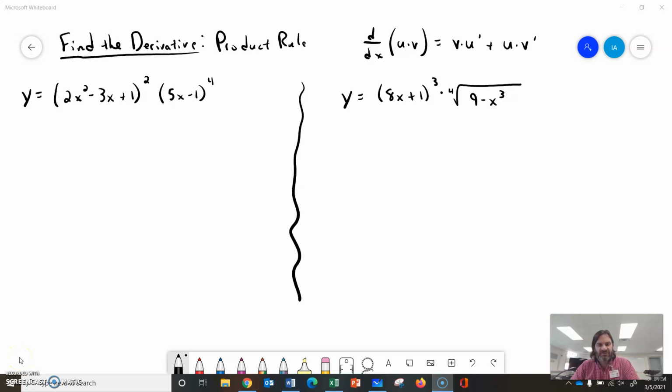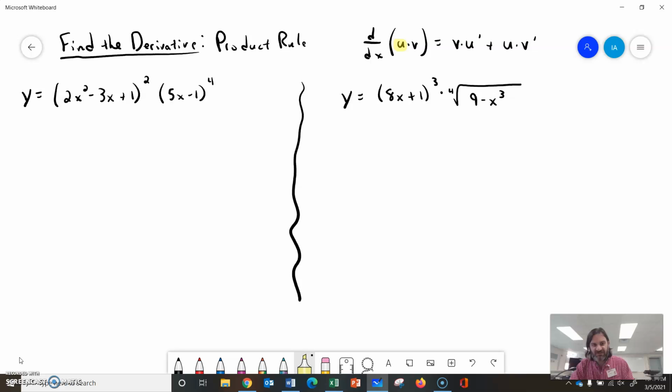Alright, we're going to find the derivative using the product rule. When we have a product rule, that's u times v, two distinct expressions multiplied together. We have the rule: it'll be v times the derivative of u plus u times the derivative of v. We just have to be able to handle the things that we classify as u and v.